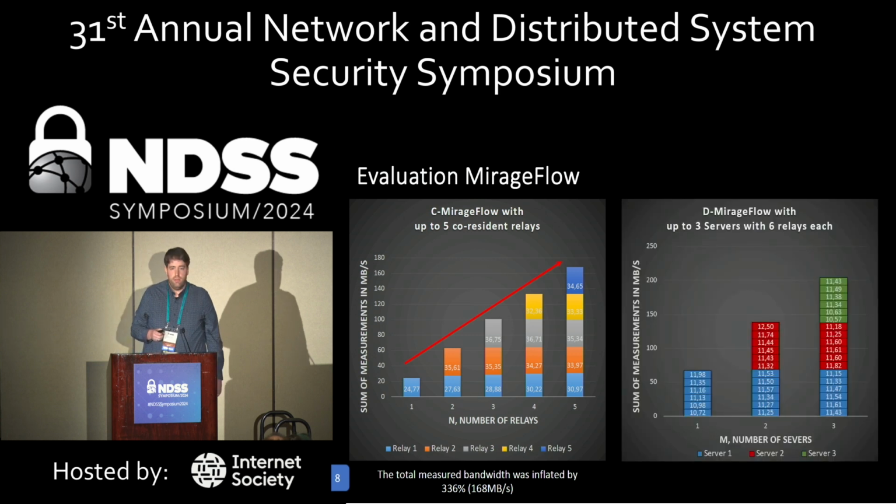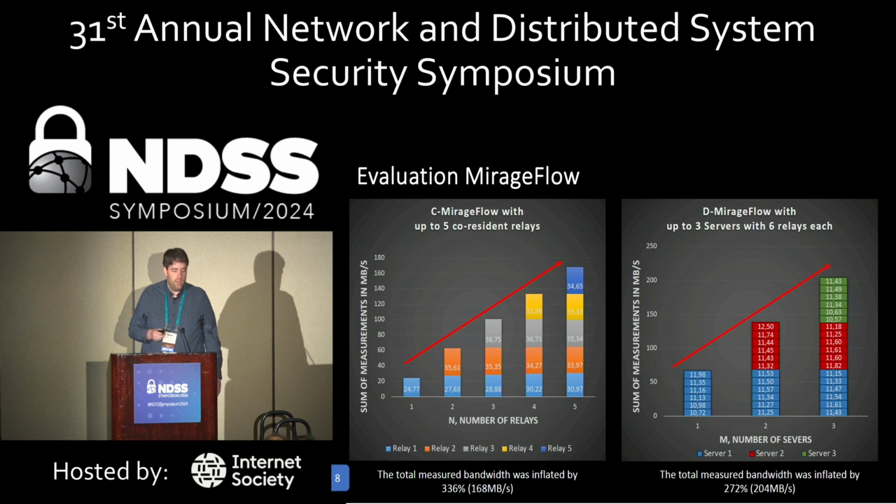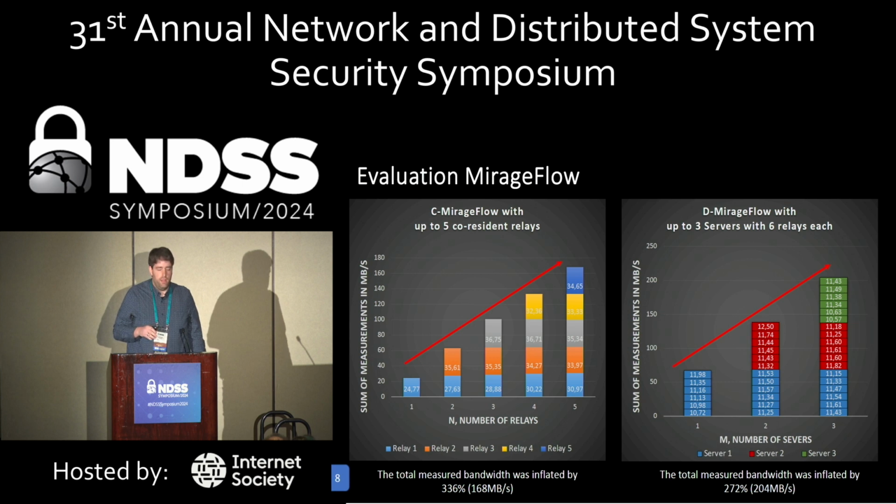We also used distributed MirageFlow, where we hosted 3 servers with 6 relays each. In this case, we abstracted the router as an OpenVPN network to actually be able to route the traffic throughout the system. That's why single relays have less bandwidth here than for C-MirageFlow. Again, we can see that the total measurement was inflated by over 200%, and we have a linear inflation factor based on the number of servers and the number of relays in our system.